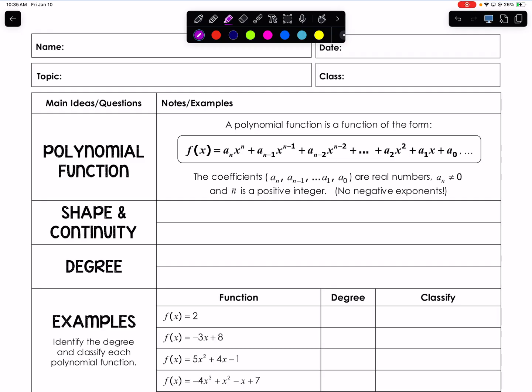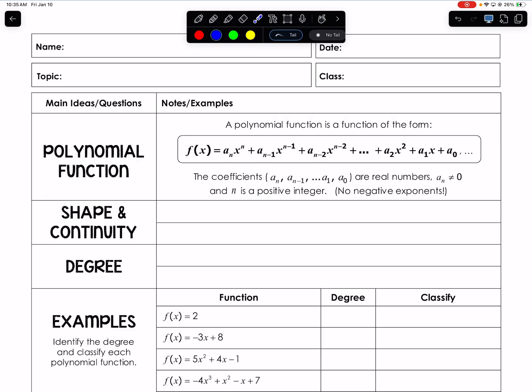Where a sub n is not equal to 0, why can this part right here not be equal to 0? What would happen to this whole term if the a sub n part were equal to 0? It would be gone, right? Because 0 times anything just goes away. So that's why it can't be 0. That's why they always say stuff like that, just so you know.